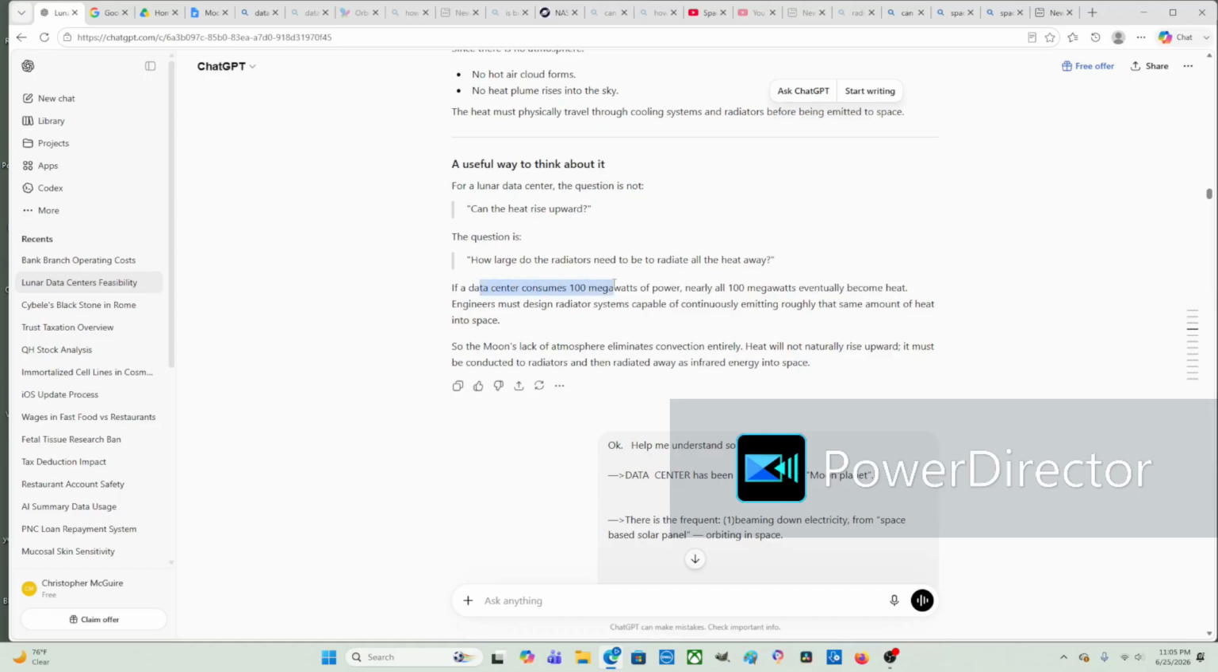If the data center consumes 100 megawatts of power, nearly all 100 megawatts will eventually become heat. So 100 megawatts becomes heat. And then engineers must design radiator systems capable of continuously and very efficiently reaching equilibrium, radiators that will emit roughly 100 megawatts of heat into space within a very short period of time to maintain equilibrium.